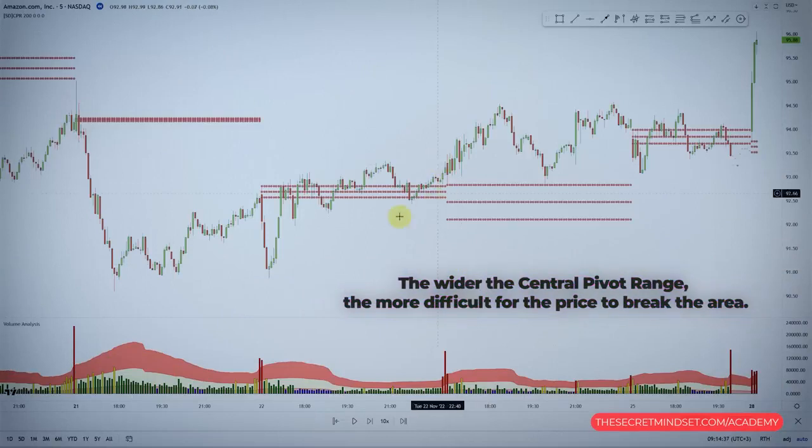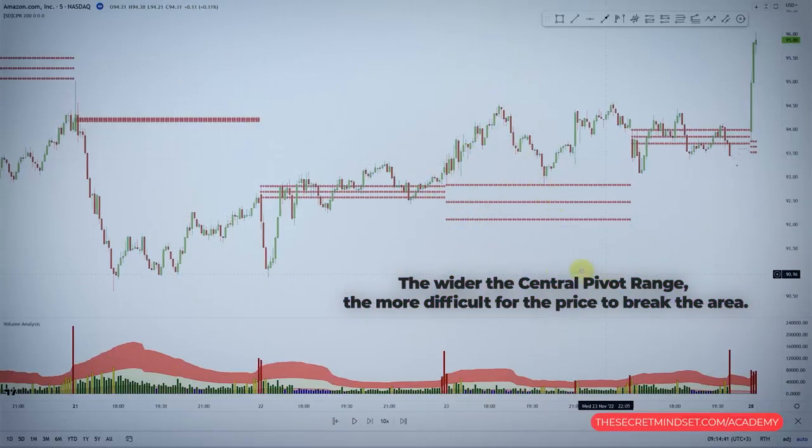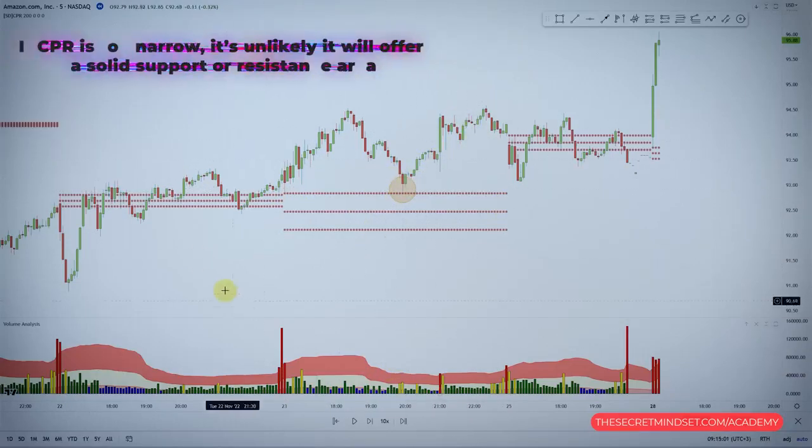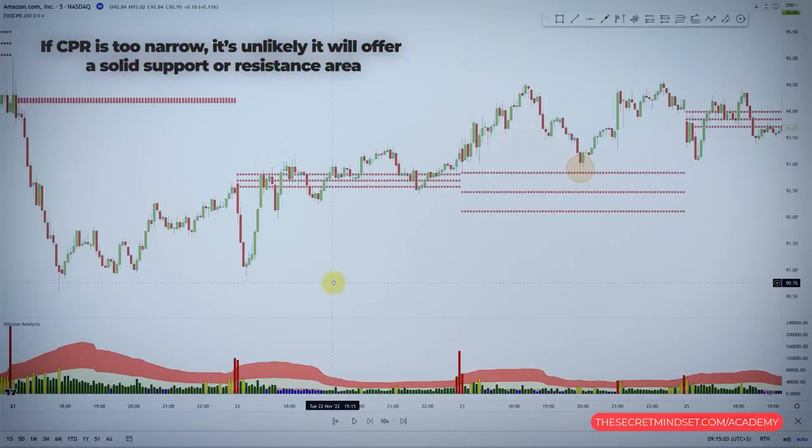The wider the central pivot range, the more difficult for the price to break the area. This basically means that wider central pivot ranges are more powerful than a narrow width CPR. Have a look at this chart. This was a wide CPR day, and when price retraced to that area, it found support and was unable to go below it. And look what happened when the CPR was narrow.